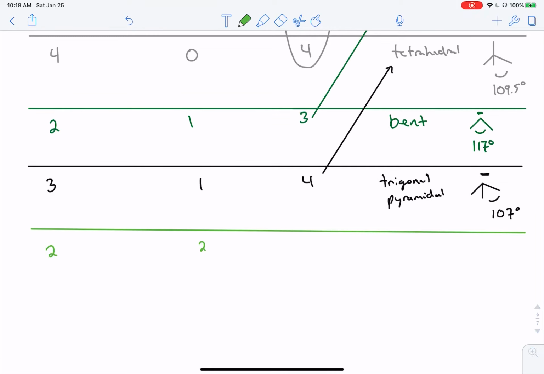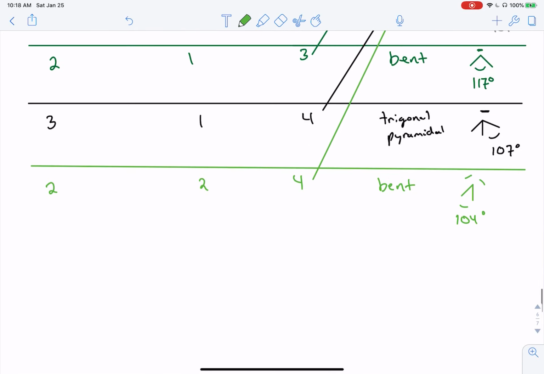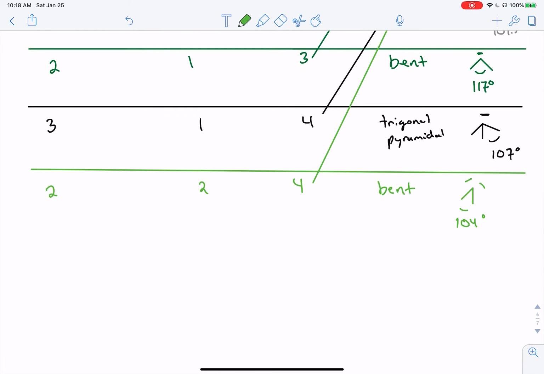So let's say we have 2, 2, and 4. Still tetrahedral, but now we have a different bent because now we have these two and two lone pairs up here and here. And that angle, I know, they're starting to look like faces, I know. This angle is not 107, it is 104, 104.5, which is a bent. It's a different bent, so make sure you keep that kind of separated. That is the last shape.